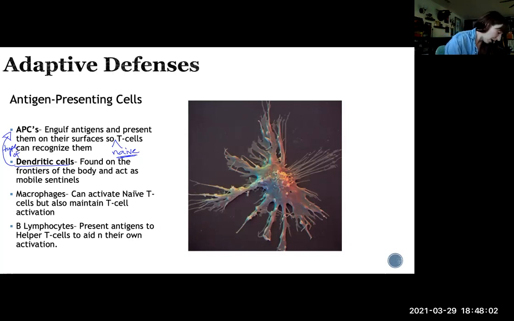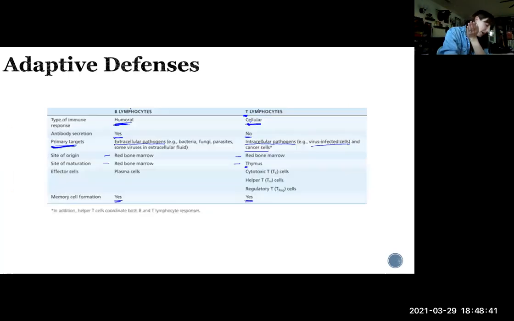Okay, so macrophages can also activate naive T cells. They also maintain T cell activation, and B lymphocytes also can present antigens to helper T cells, these guys, which aids in their own, as in the B lymphocyte, activation. Gets a little complicated there. I'm trying to keep it as simple as possible. So basically you have B lymphocytes that are humoral immunity. You have T lymphocytes, which are cellular immunity. B lymphocytes produce antibodies.